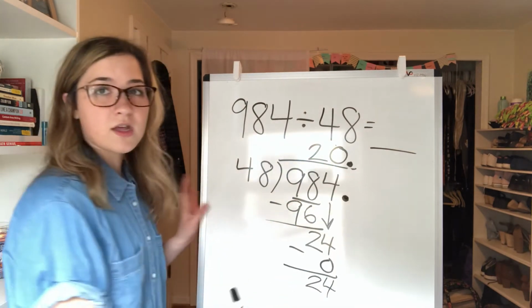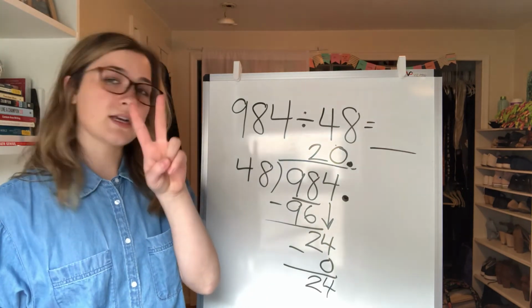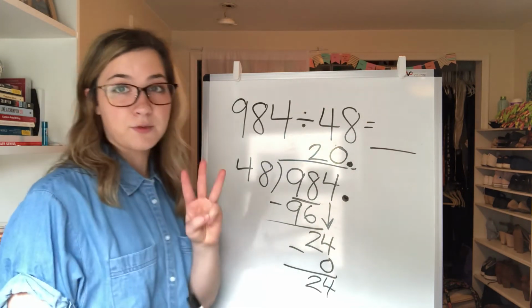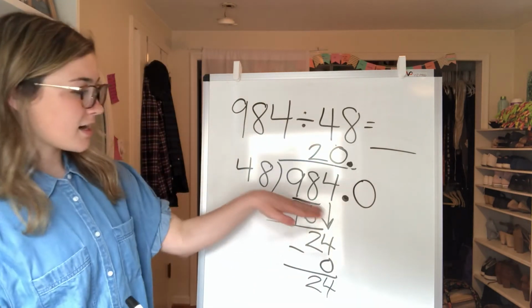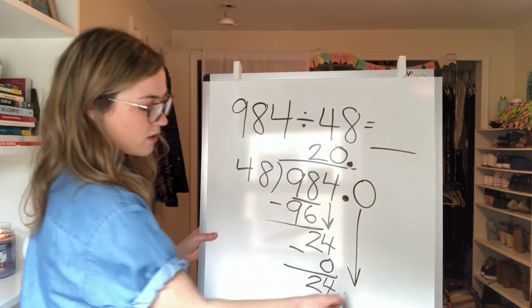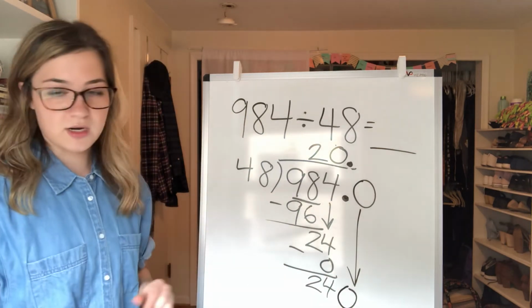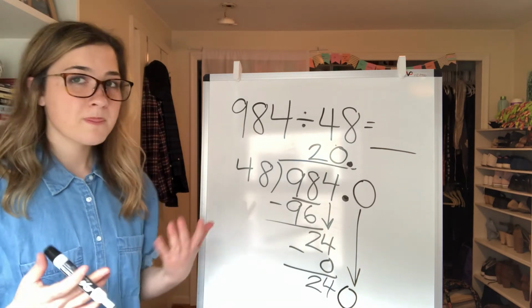So that was step 1, when you want a remainder no mo. Step 2, put a decimal above and below. Step 3, add a 0. Okay, so there's where we add our 0. It did nothing to 984, but now we have a number that we can bring down. So I have 240.